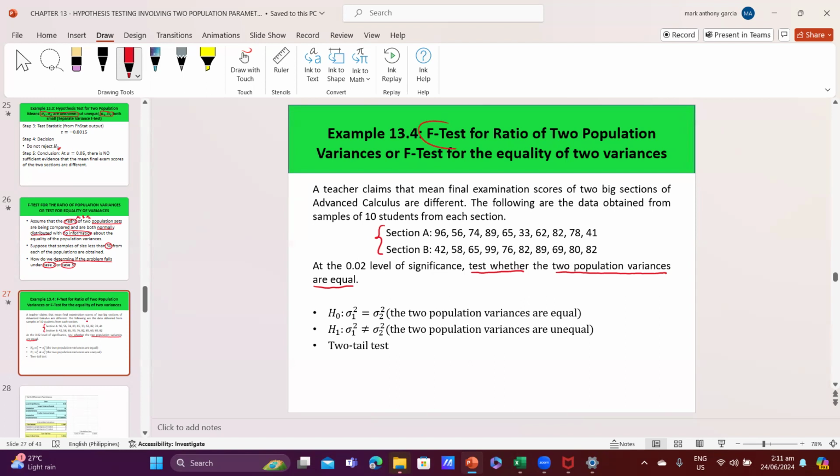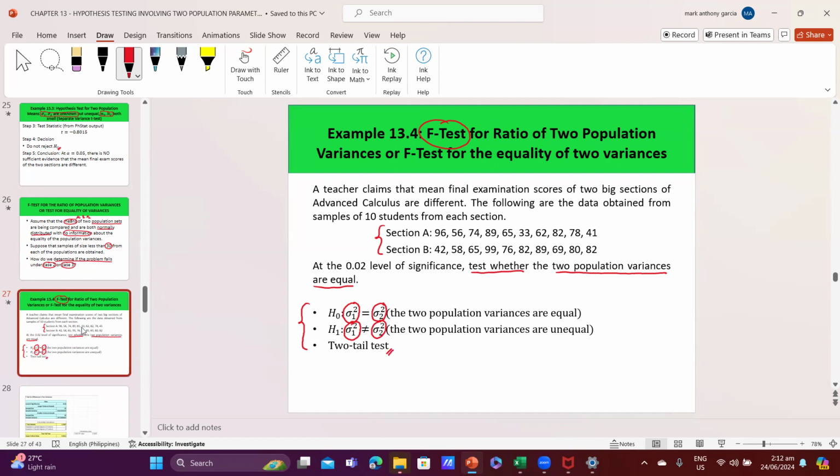For the F test, this is how we write the null and alternative hypotheses. Our H0 is that the population variance of the first population is equal to the population variance of the second population. Our alternative hypothesis is that the population variance of the first population is not equal to the population variance of the second population. So this is a two-tailed test.